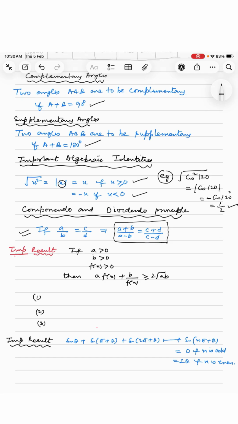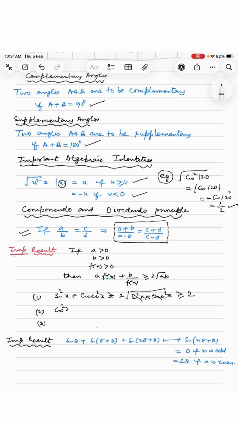Then after that, very important result, if A is positive, B is positive, f(x) is greater than 0, then A into f(x) plus B by f of x is always greater than or equal to 2 root AB. Now for example, sine square x plus cosecant square x. We can always write it as greater than or equal to 2 root sine square x into cosecant square x. Therefore, it is greater than or equal to 2 because sine square x and cosecant square x, they are reciprocal.